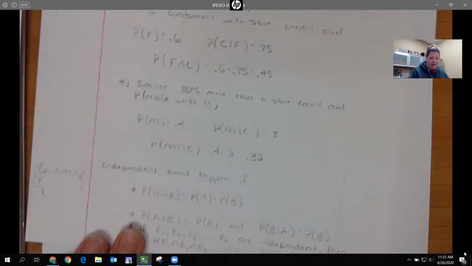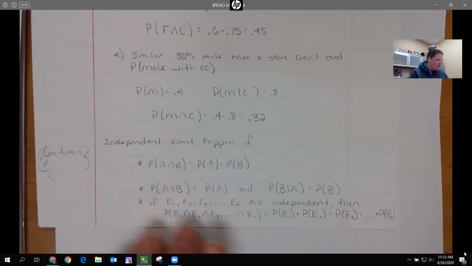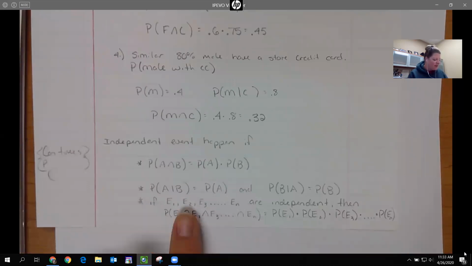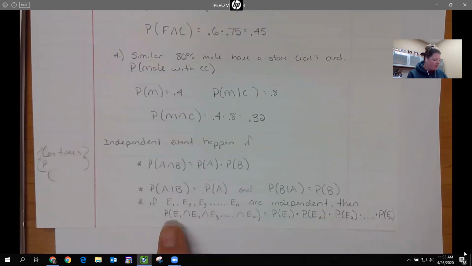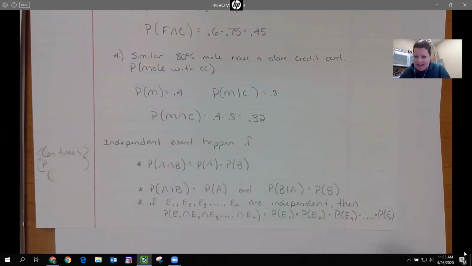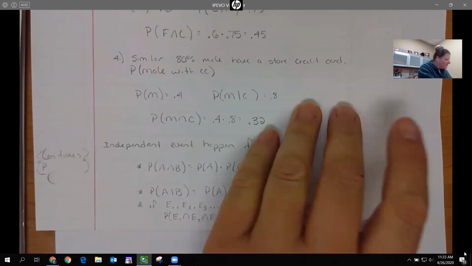So let's see. This is some notation that they give. If event 1, event 2, event 3, and so forth are independent, then the intersection equals all of them times together. So basically, you can check for independence by following one of these two rules. And I think I have an example of that.